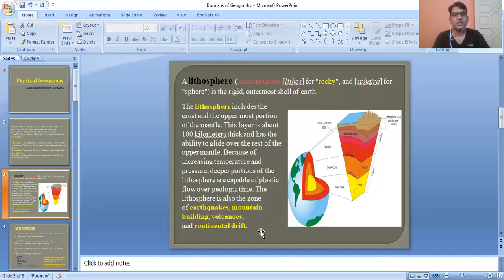Let me clarify. Our lithosphere is formed because of two kinds of processes. One is the geological processes happening at the top of the earth, on the uppermost part of the surface, and some are happening inside. The forces which work at the top of the earth are called weathering.